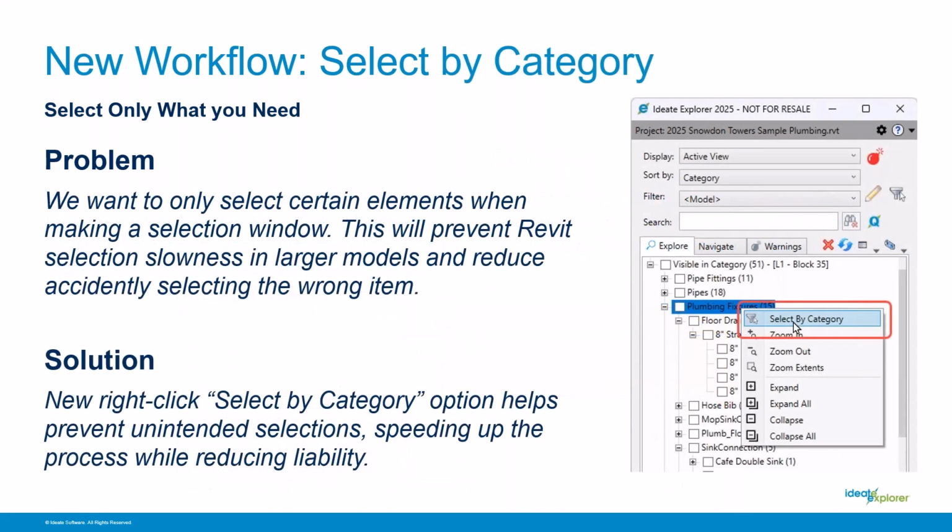And then in addition to that filter, you now have with each individual category, so when we're sorting by category, family, and type, you can go to the top level category, right click, and select by category. So for instance, in this case, the plumbing fixtures, if you right click, say select category, now in the canvas, if you do a box select, it's only going to pick up plumbing fixtures.